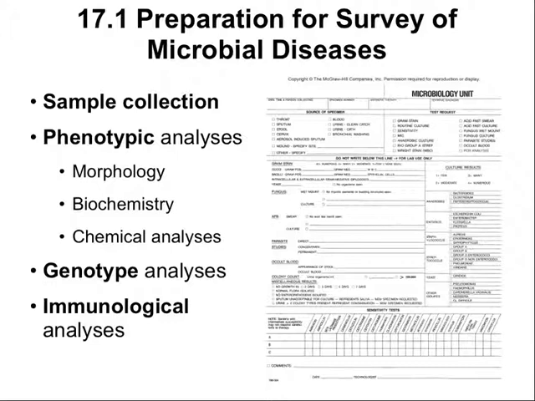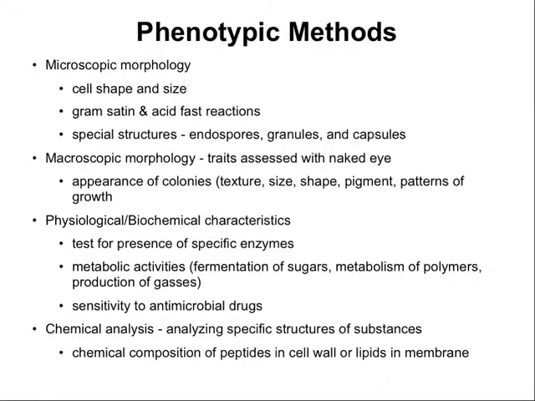The form on the right is a form that you might see if you work in a clinic, and you'll probably become very familiar with it. Under the category of phenotypic methods, we can look at the microscopic morphology, as in the cell shape and size, the results of a Gram stain, or acid-fast reactions, which you're familiar with, as well as some special structures like endospores, granules, and capsules. In macroscopic morphology, we need no microscope.